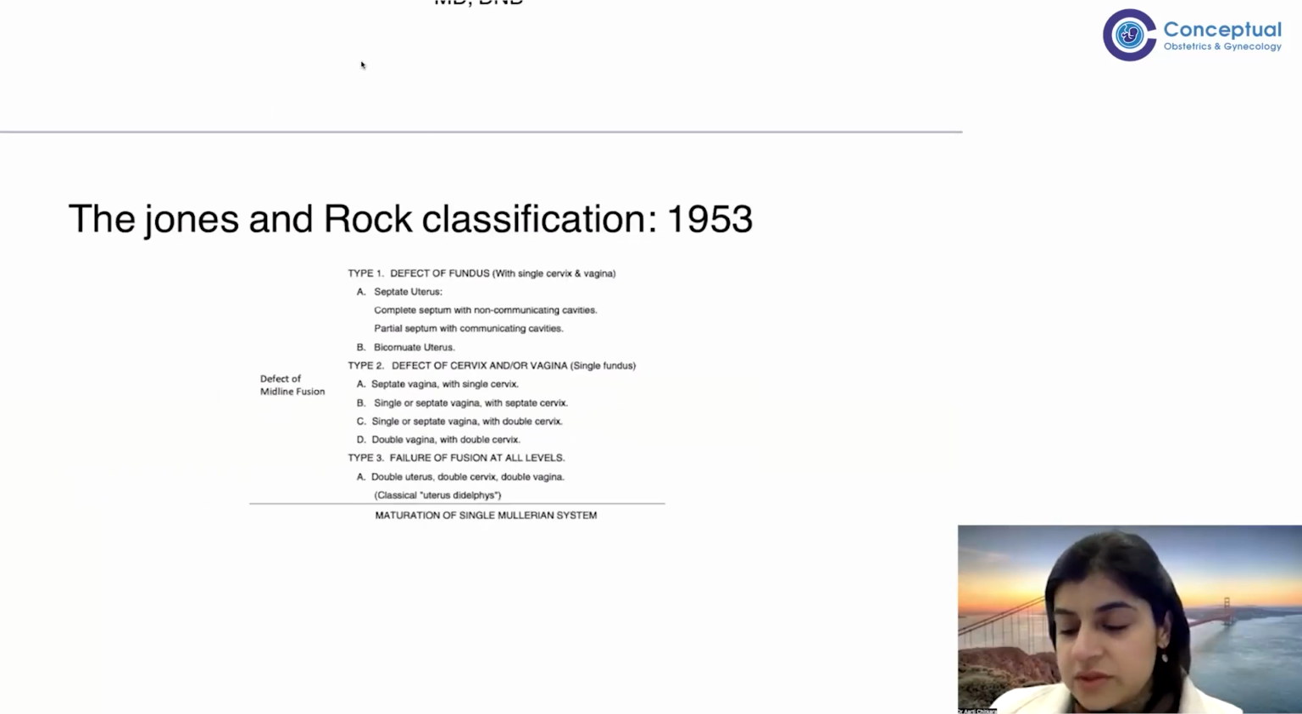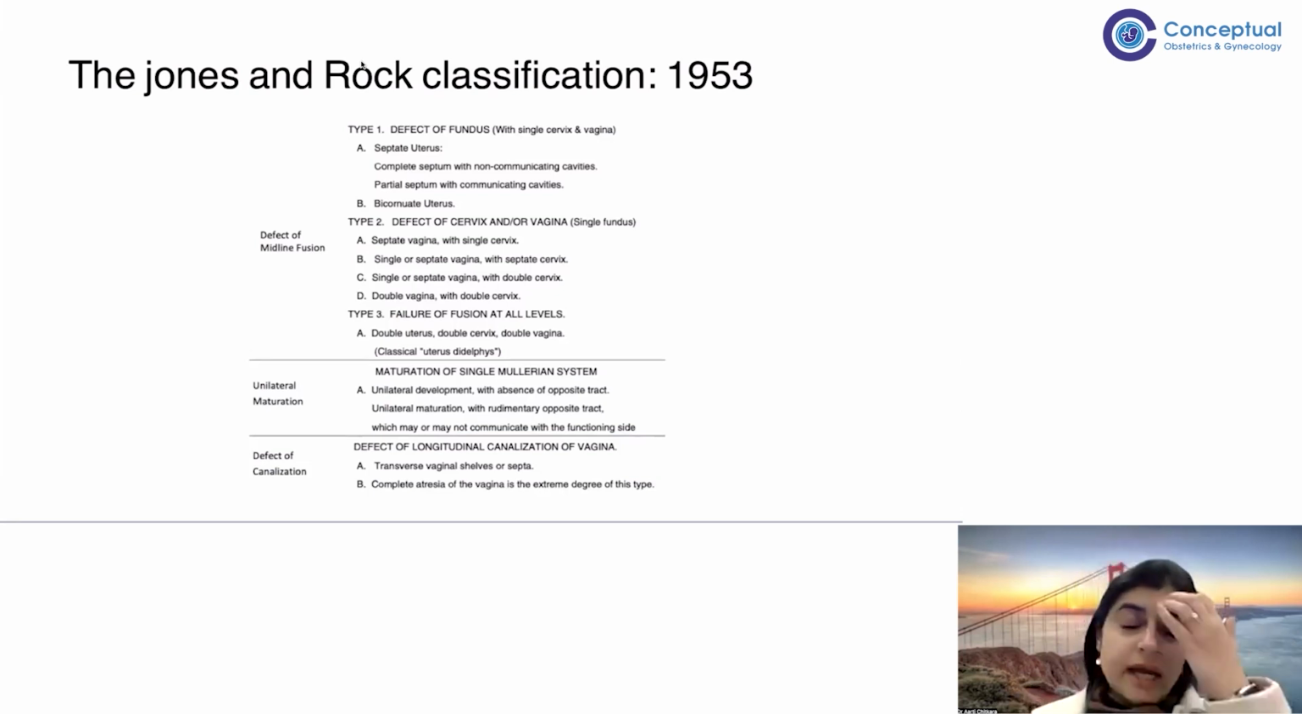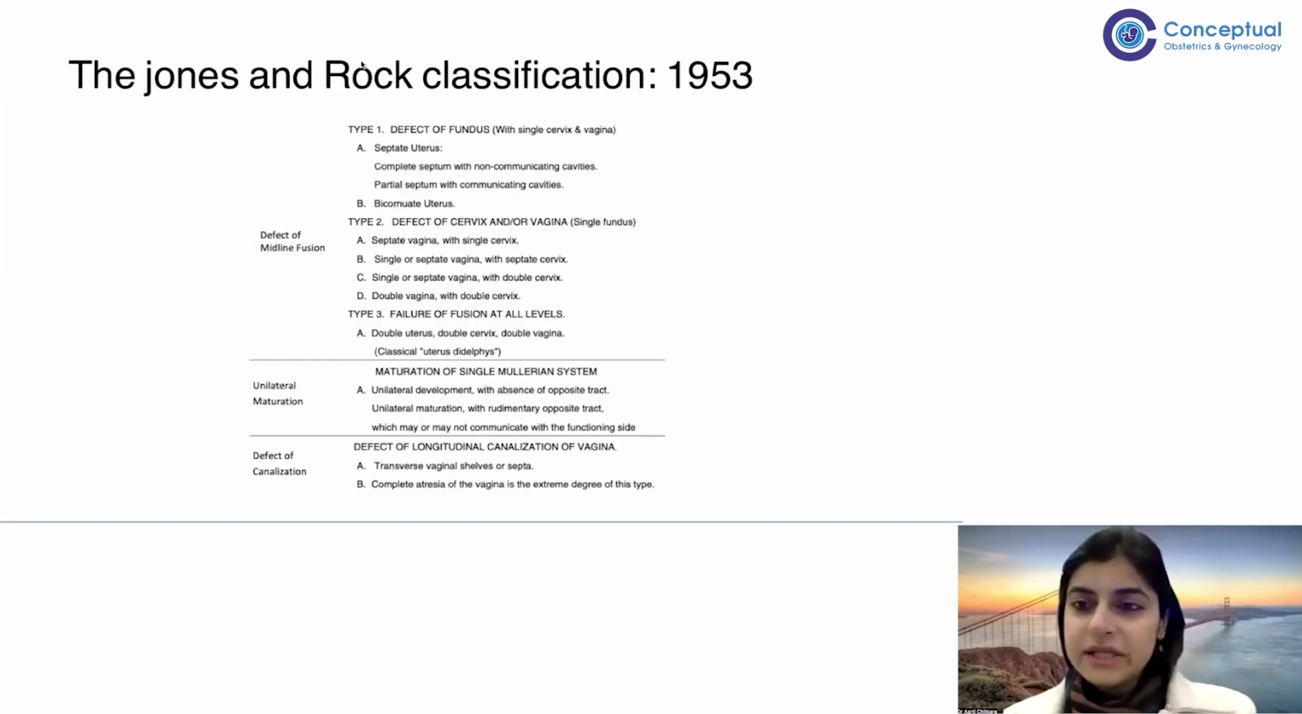First and foremost, the oldest classification system that was proposed for Mullerian anomalies is the Jones and Rock classification, given in 1953. As we understood from the last lecture, the initial part of today's lecture is going to be a revision from your previous class on embryology.